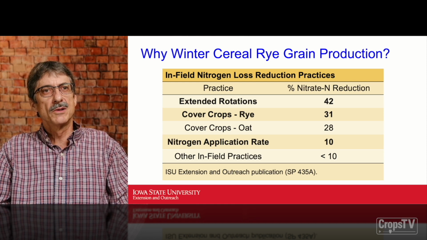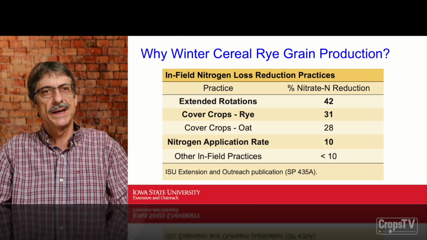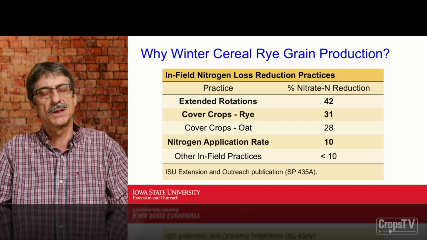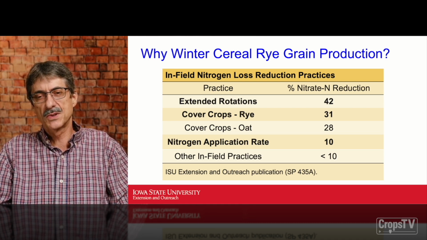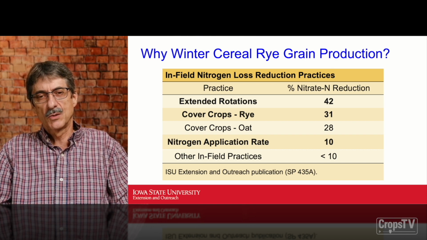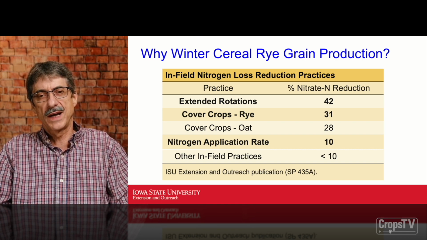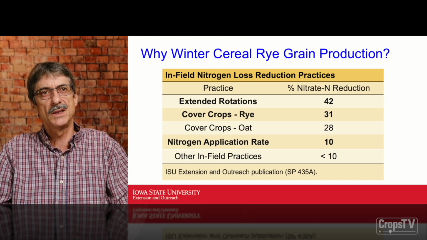So why winter cereal rye grain production? Why that interest? Well, if we go back to the nutrient reduction strategy we have here in Iowa and look at a couple practices that are in field that have a large impact on nitrate loss, we can see that extended rotations is a 42% reduction. Now, extended rotations, we typically think more of those as having several years of say, alfalfa perennial crop in the system. So this is not exactly the same, but we are throwing red clover into the mix. And so with the rye, we're considering that an extended rotation.